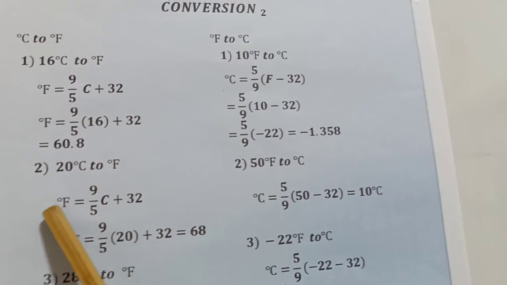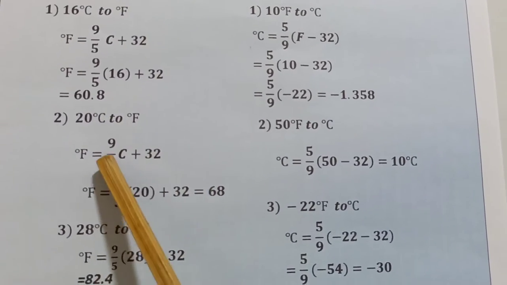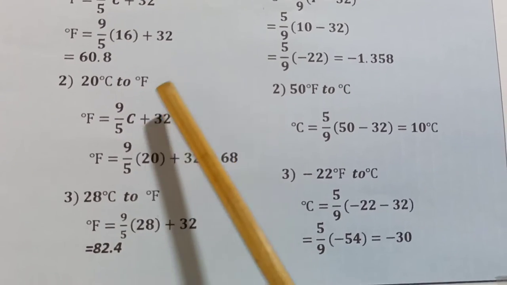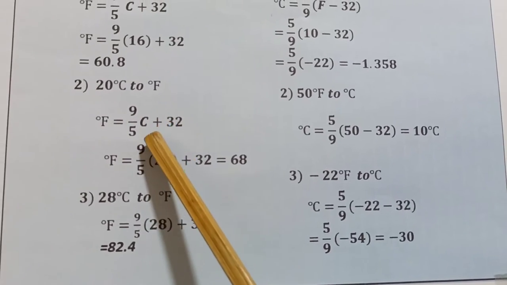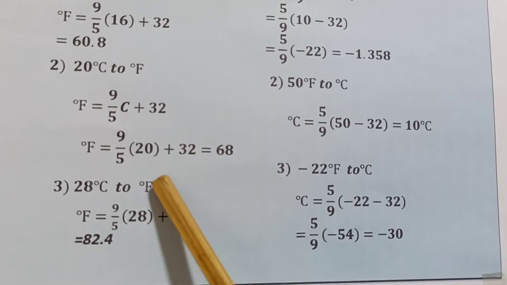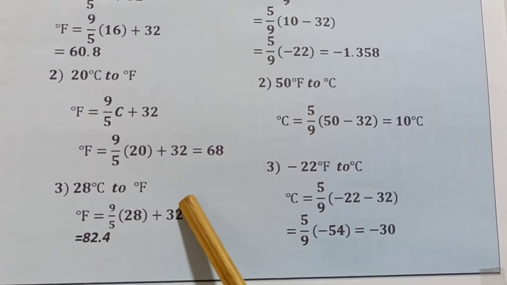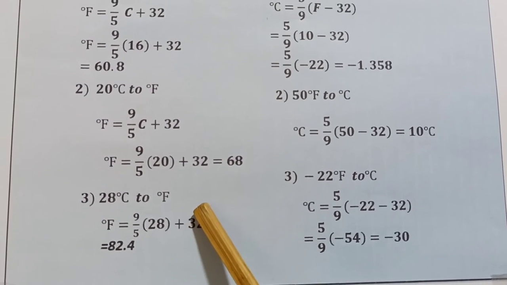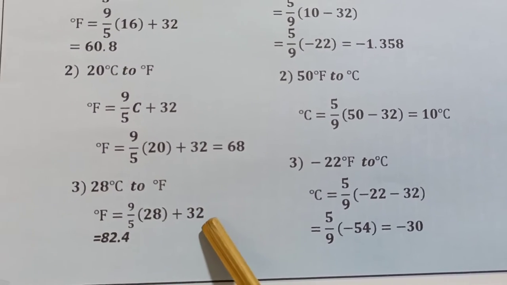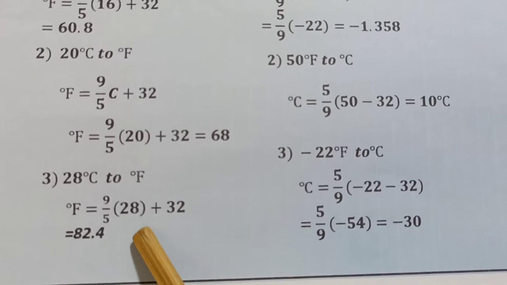For number 2, we are given 20 degrees centigrade to Fahrenheit. So we have, again, Fahrenheit is equal to 9 over 5 C plus 32. Substitute again, C to be 20: 9 over 5 times 20 plus 32. So this one is 36 plus 32, which is equal to 68. For number 3, we have 28 degrees centigrade to Fahrenheit. So F is equal to 9 over 5 times 28 plus 32, and we're going to get 82.4 degrees Fahrenheit.